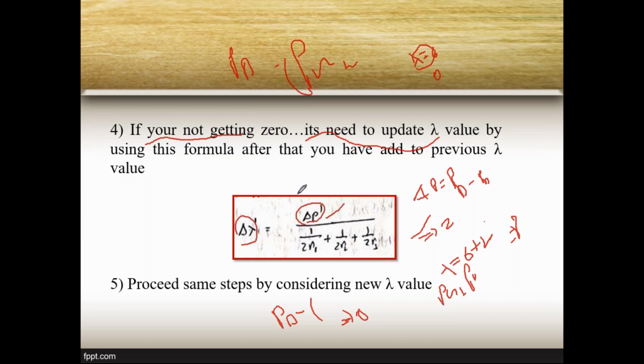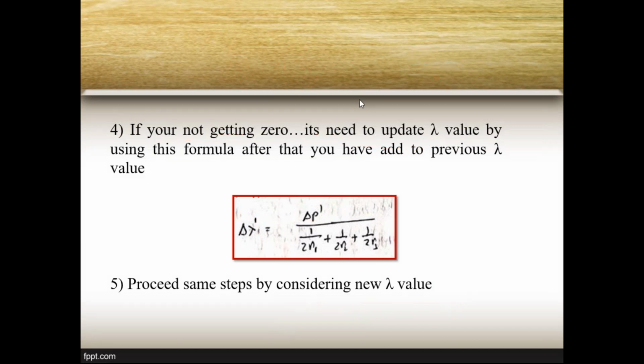So these are the steps we have to do for the scheduling of power plants when they give the generator limits. Have you all cleared about these 5 steps? See, if you clear this, then we go for the problem.